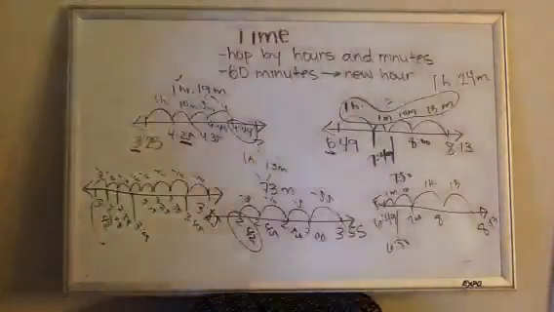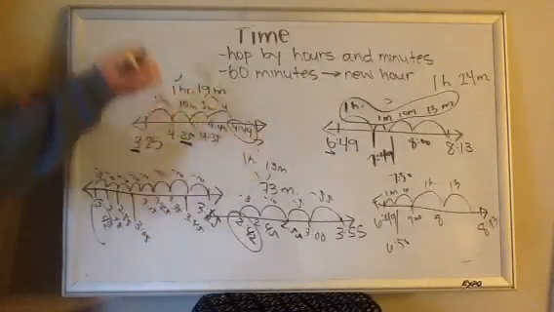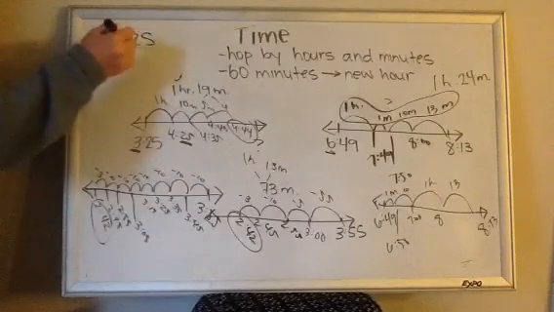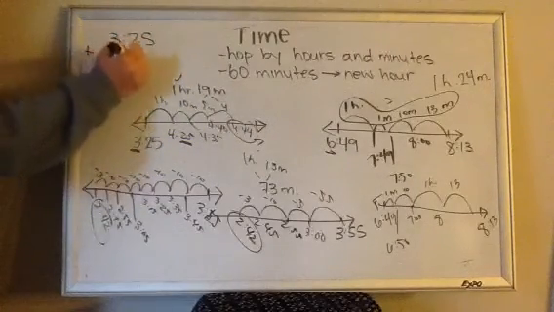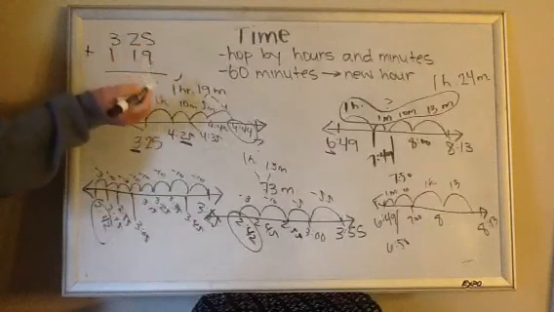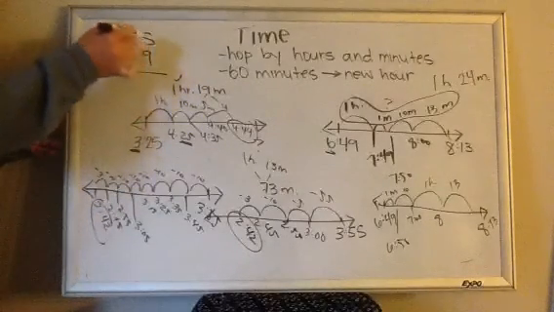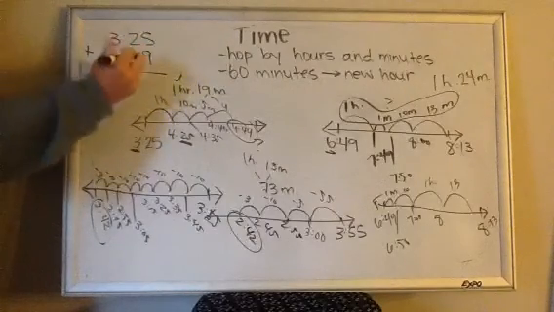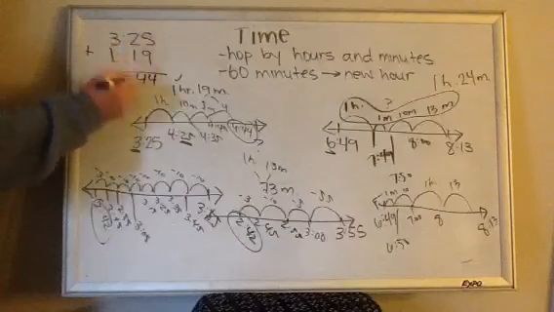Now I will tell you another strategy that I do see third graders use sometimes. I'll go to this one. Let's say if we're back here, this event started at 3:25 and I'm adding 1 hour and 19 minutes. So I could go here and I could say, okay, 25 minutes plus 19 minutes, 25, 35, 44. And then an hour would be 4:44.